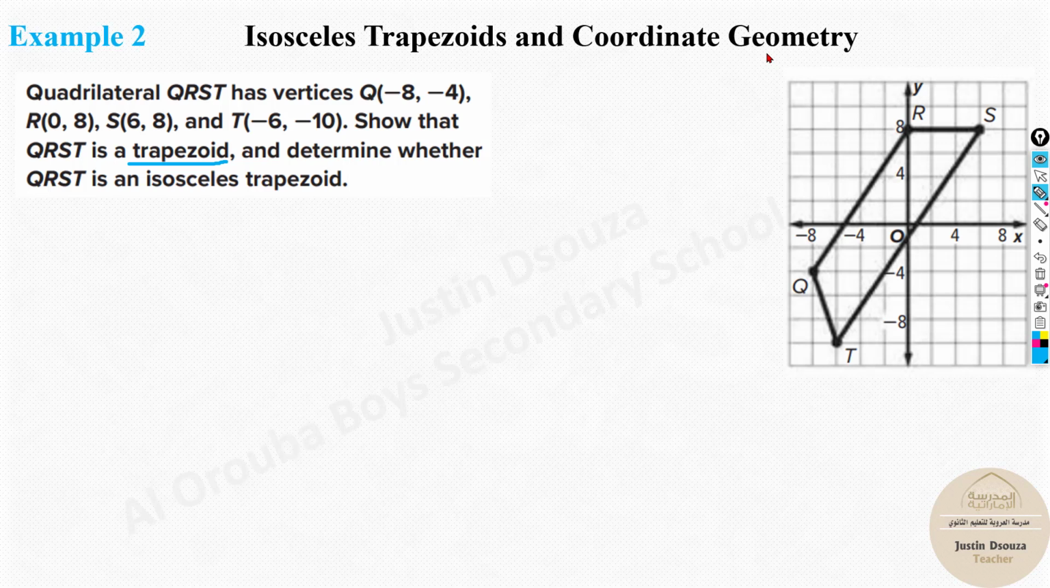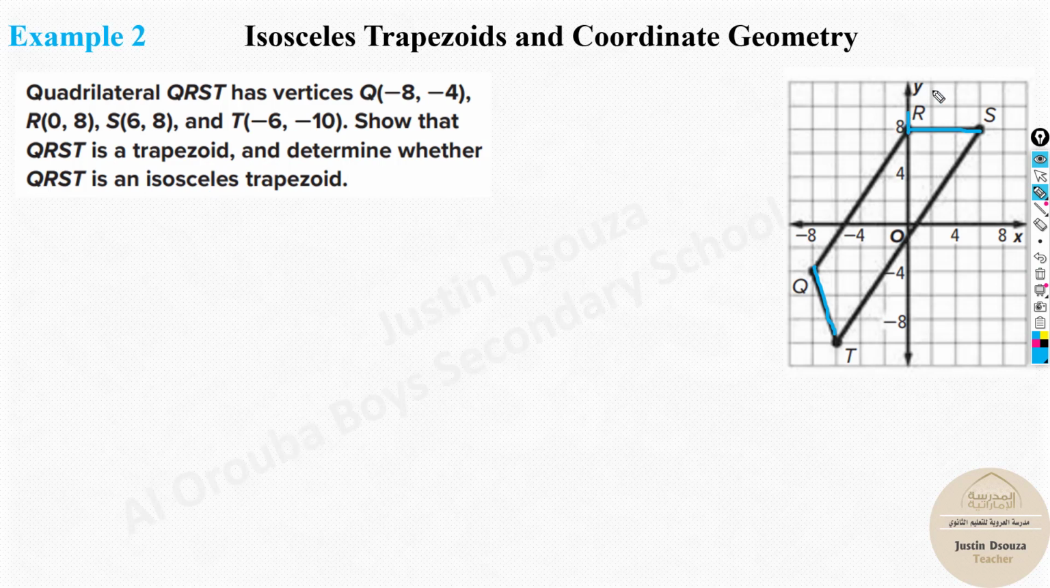Now, what about the second part? Determine whether it is an isosceles trapezoid. That means we need to measure this and this. Now, this is not equal to this line, okay? It's never equal, but they are parallel. Fine. We should measure this leg and this leg, RS and QT. If they are equal, then yes, it is isosceles. If not equal, no. Let's do that then.